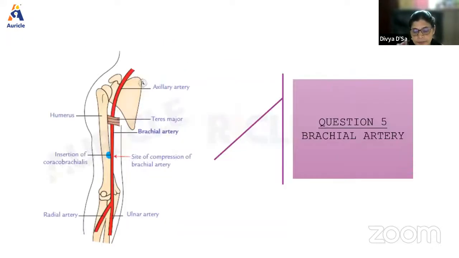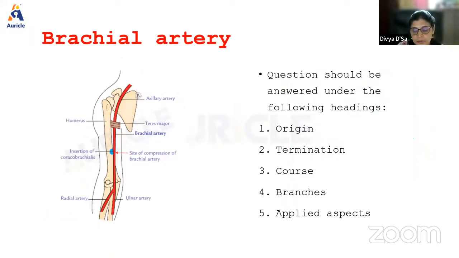Next is brachial artery. For any artery, you have to write origin, termination, course, branches, and applied aspects. Origin is from the lower border of the teres major muscle, in the axilla. Termination is in the cubital fossa near the neck of the radius, where it divides into two parts, radial artery and ulnar artery.